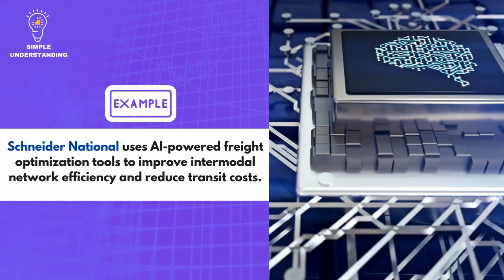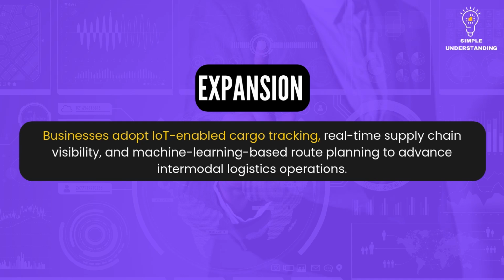Real company example: Schneider National uses AI-powered freight optimization tools to improve intermodal network efficiency and reduce transit costs. Expansion: businesses adopt IoT-enabled cargo tracking, real-time supply chain visibility, and machine learning-based route planning to advance intermodal logistics operations.